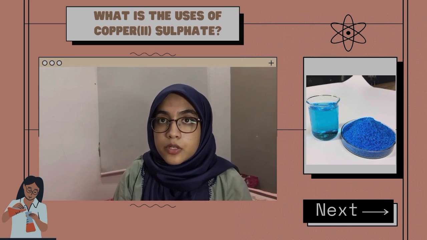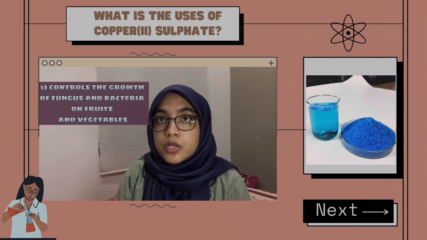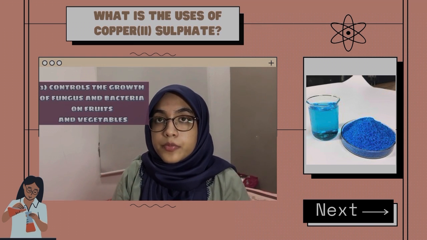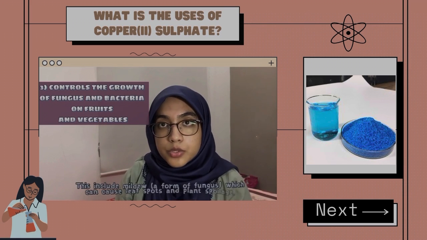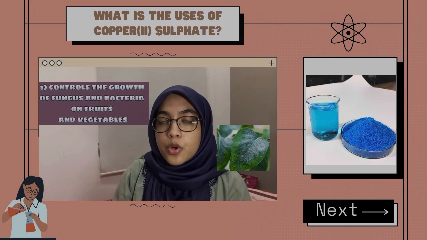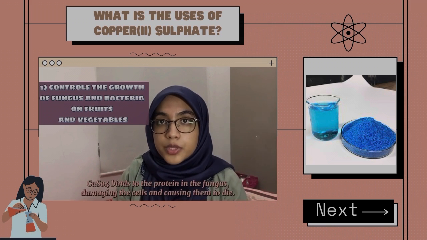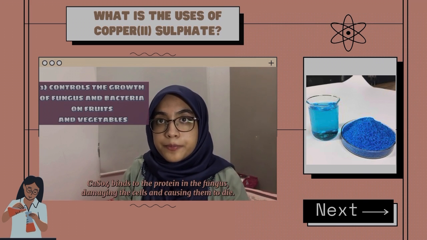The largest health benefit of copper sulfate is that it is used to control the growth of fungus and bacteria on fruits, vegetables, and other crops. This includes mildew, which causes leaf spot and plant spoilage. So copper sulfate will bind to the protein of this fungus, damaging the cells and causing them to die.